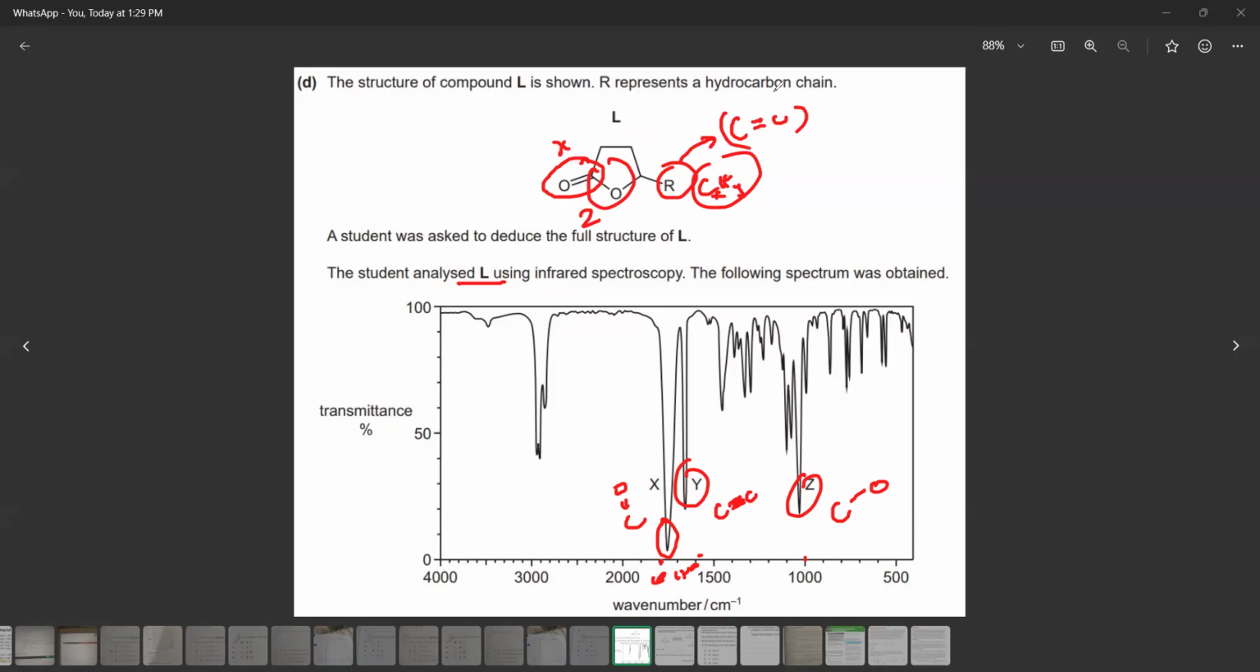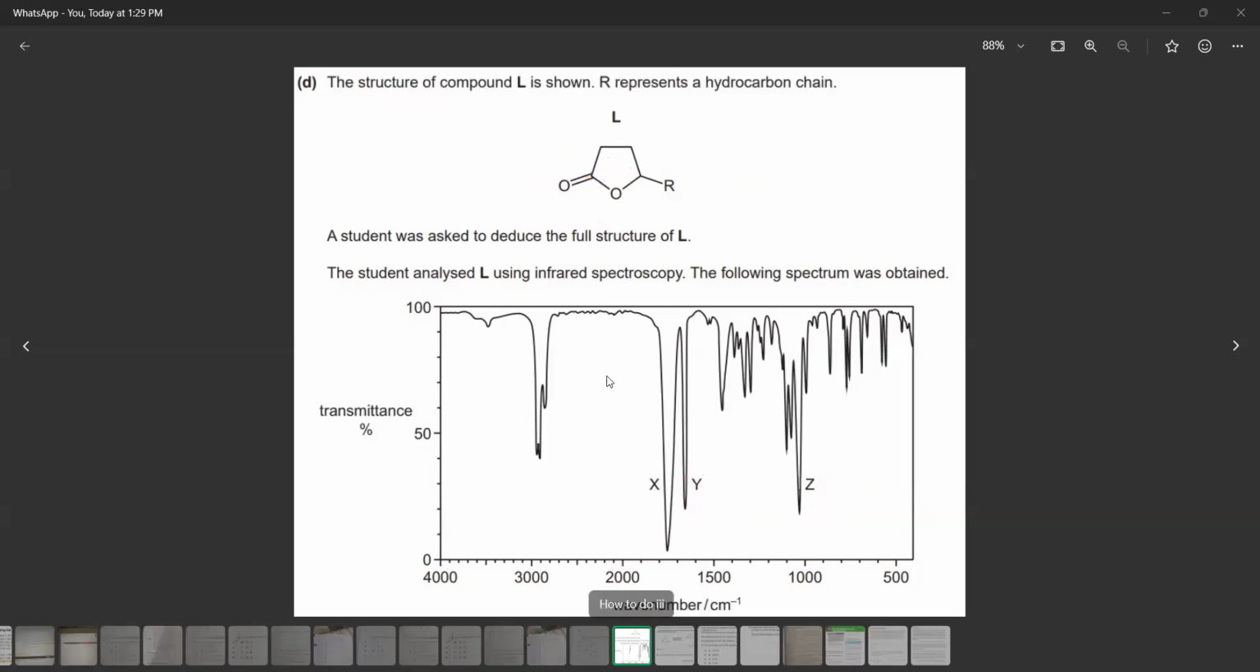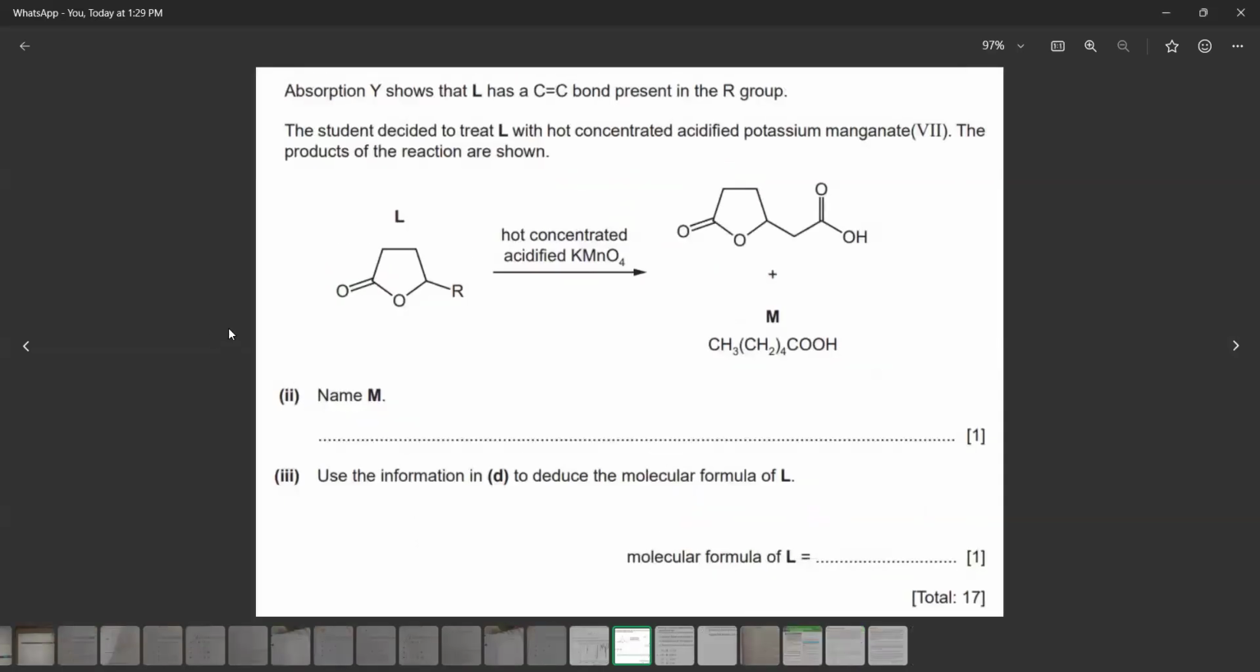So the first part of the question is that the absorption Y shows that L has a carbon-carbon double bond present in the R group. And the student decided to use hot concentrated.